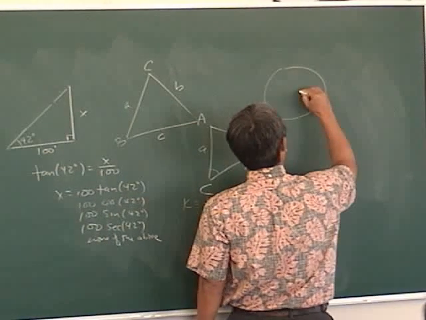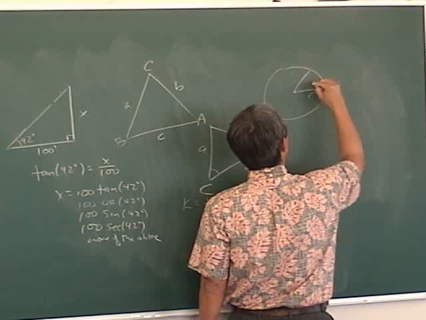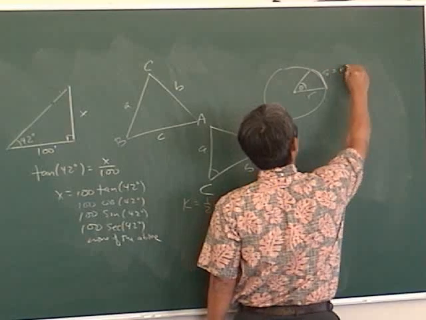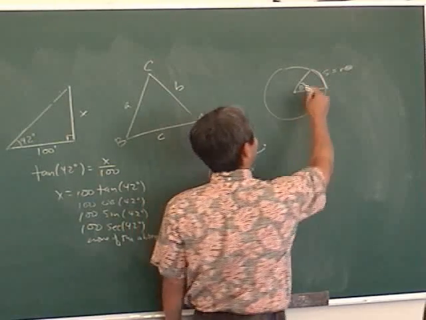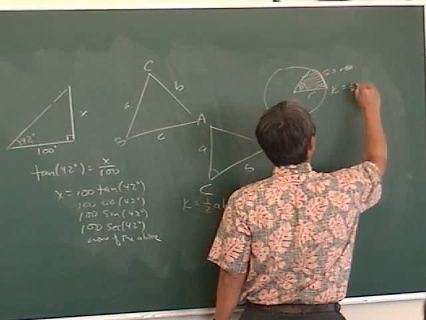If you have a circle, here's the center, here's the radius. You make a central angle like that, theta. How do you find the length of this arc? s equals r theta. Theta has to be measured in radians, right? How do you find the area? Yeah, one-half r squared theta, right?